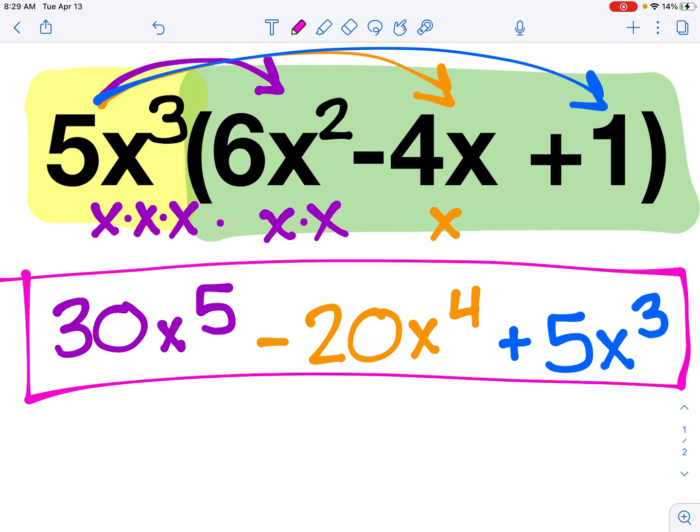When you're multiplying your monomial by your polynomial, make sure that you're using that distributive property and that you're paying attention to both the sign of your term and also the exponent, the number of x's that are being multiplied.